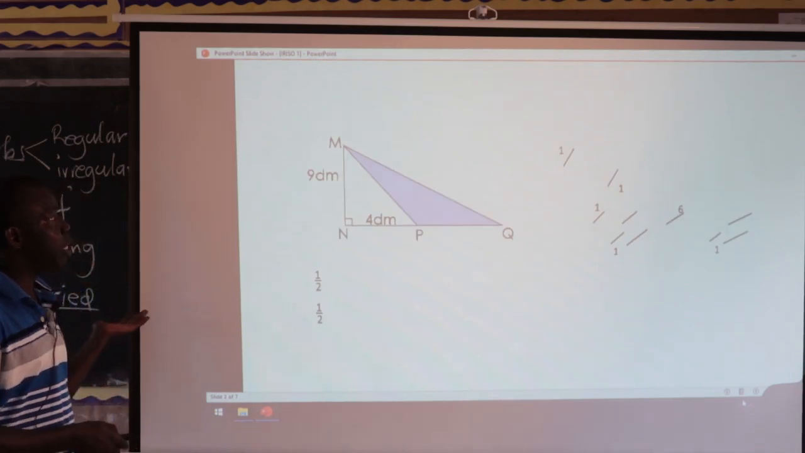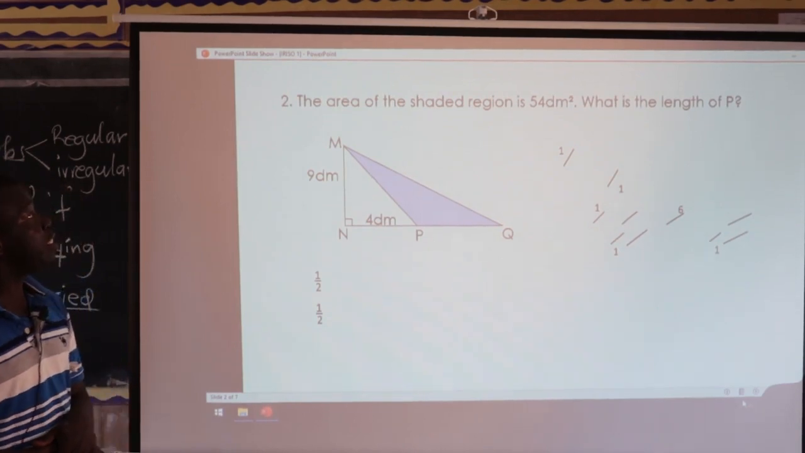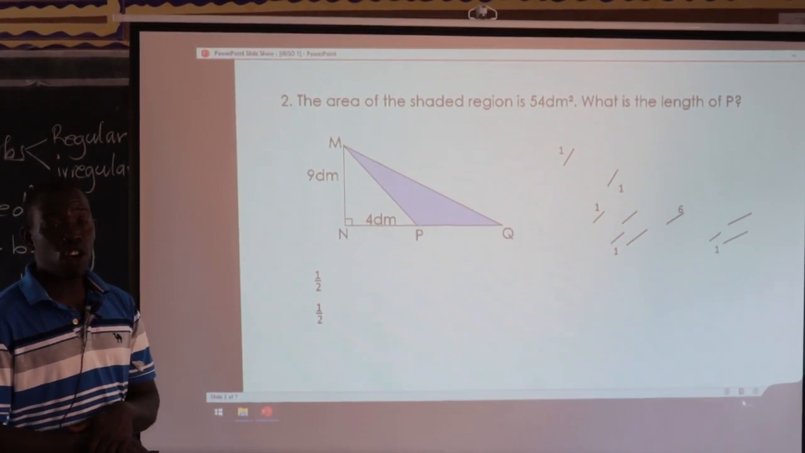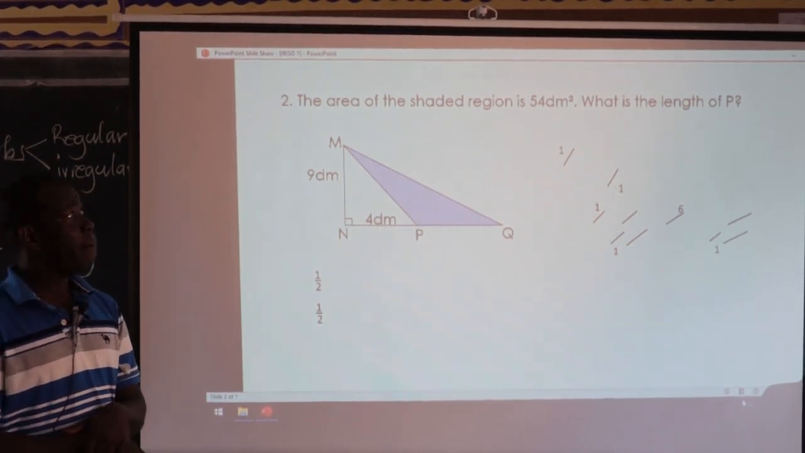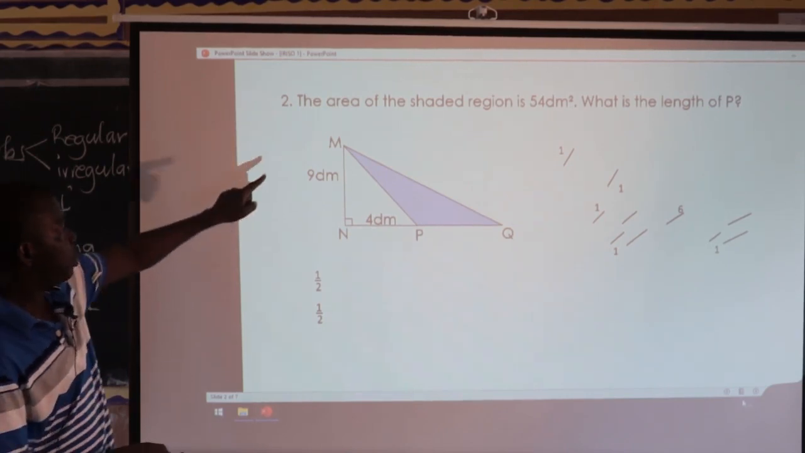Let's look at number 2, our second example. The question is, the area of the shaded region below is 54 square decimeters. Find the length of PQ. This is our triangle.